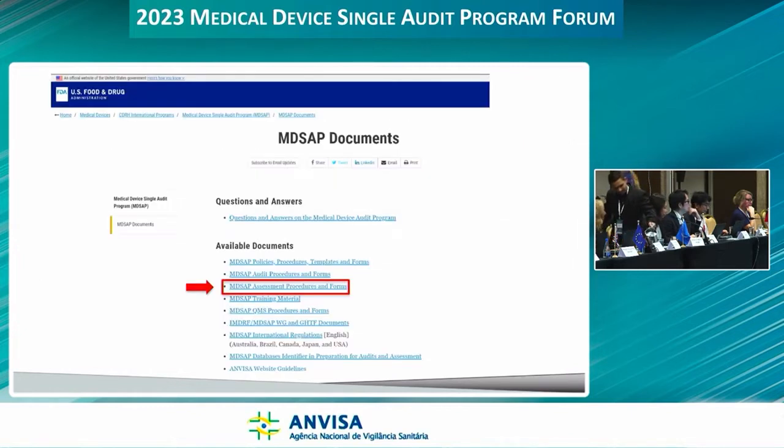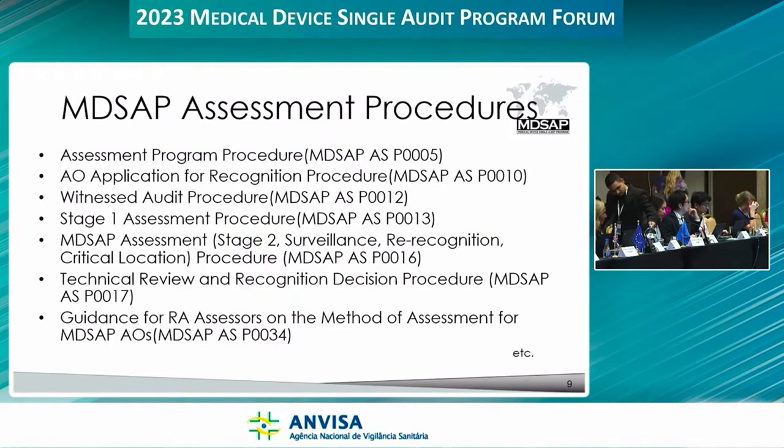Thirdly, assessment procedures. We regulatory authorities conduct assessments of AOs according to the procedures as shown in this slide. ASP12 is a procedure for conducting witness audit. ASP16 is a procedure for AO's office assessment. ASP34 is a guidance document for regulatory authority assessors to conduct AO's assessment.